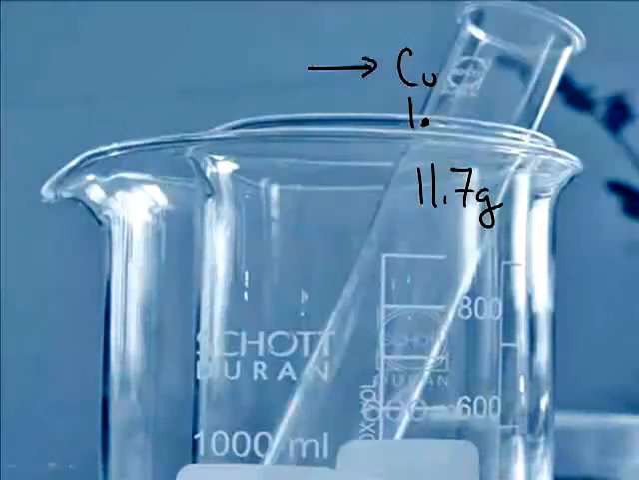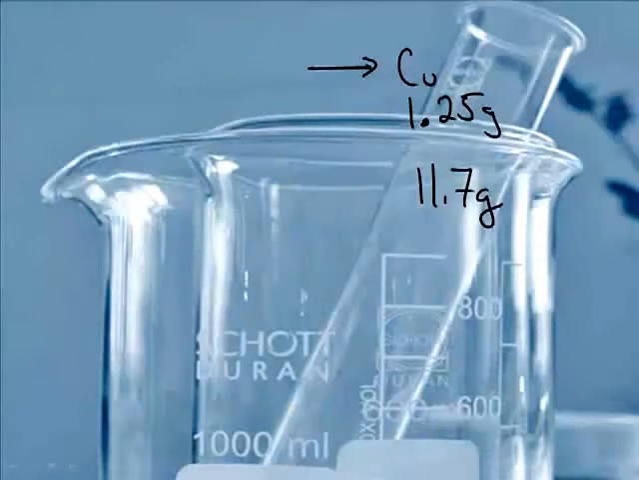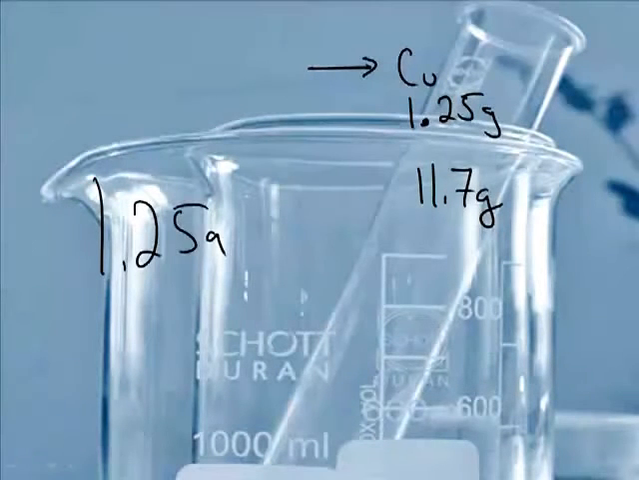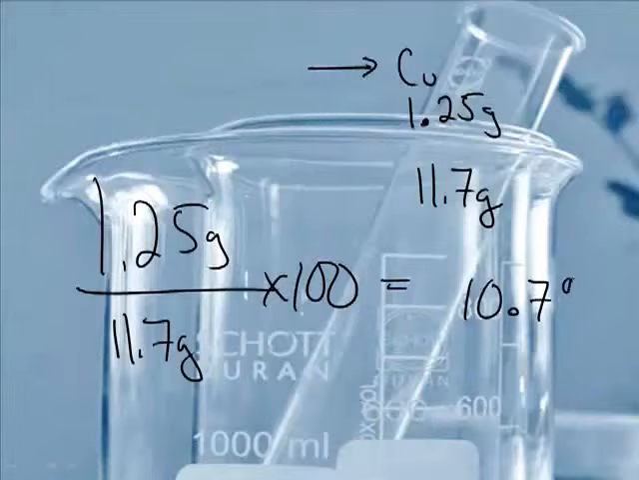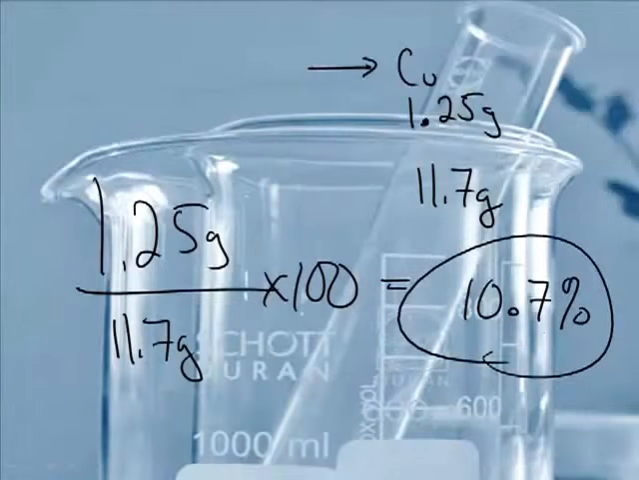But I only made 1.25 grams. Not a very good yield, really. So what would you do? You'll take 1.25 grams divided by 11.7 grams times 100. That's 10.7 percent. The unit is percent on this one.